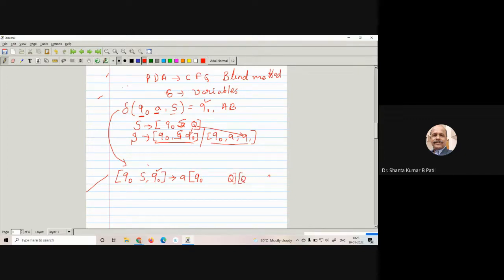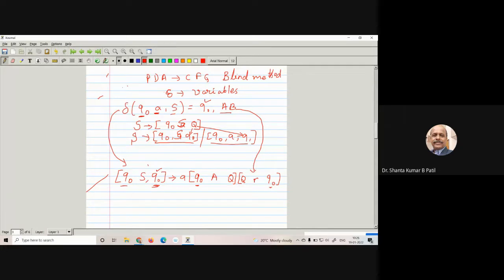So the last one is again q naught. Why is it q naught? Because this is also q naught. The first is q naught, on the right hand side it is q naught, and the last one is q naught. Okay, and the variables A and B are there. First time you take the variable A, second time you take the variable B. So this B is written here.